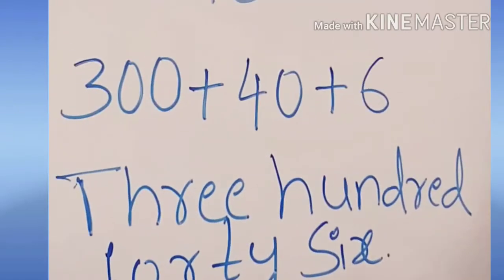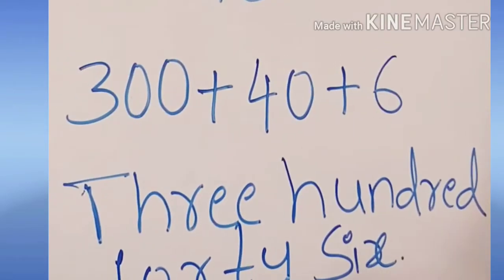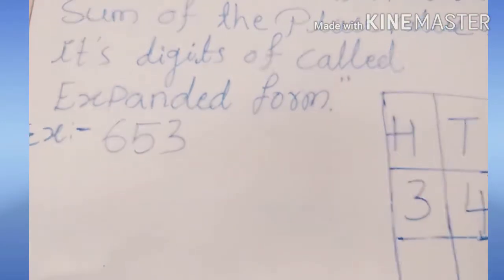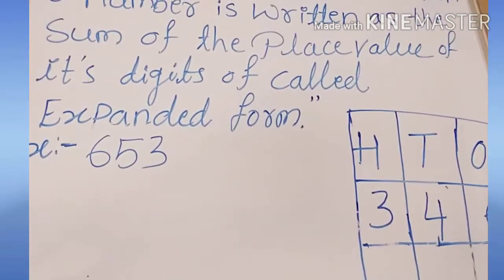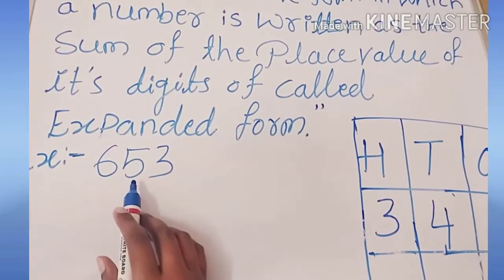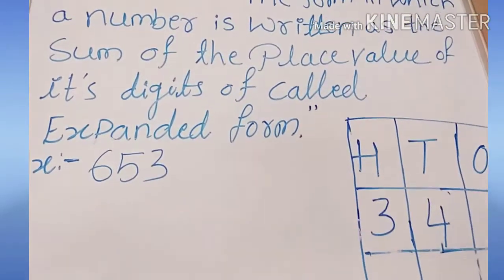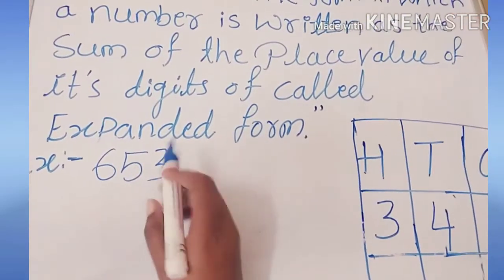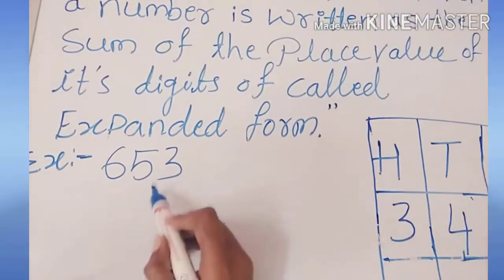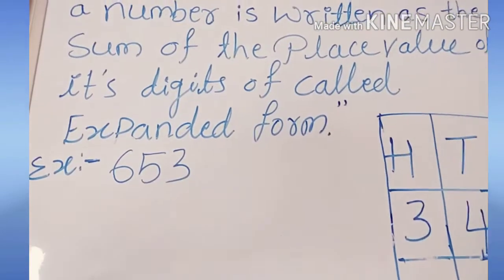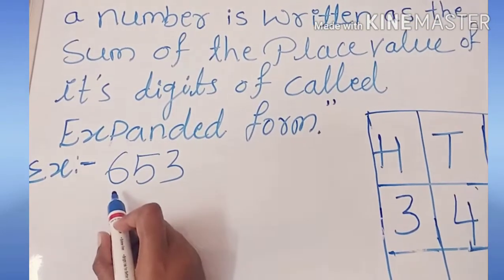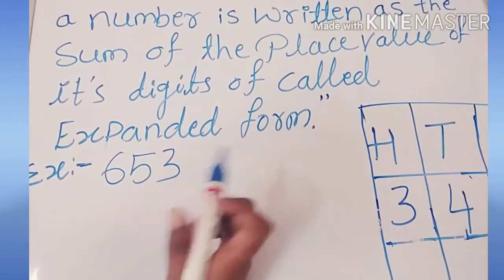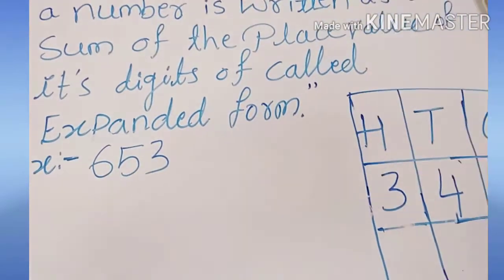346. Like that we write the number name. Okay. Dear students, let's see one more example. Here we have the number 653. This number has 3 ones, 5 tens, 6 hundreds. Now I will keep the value on their places.